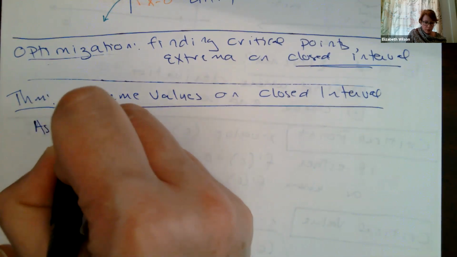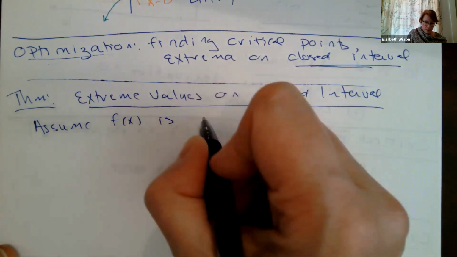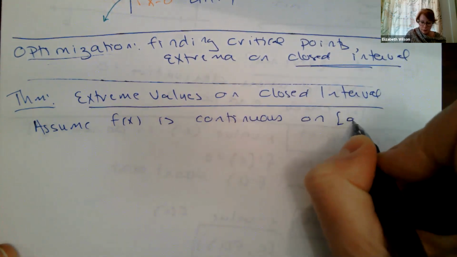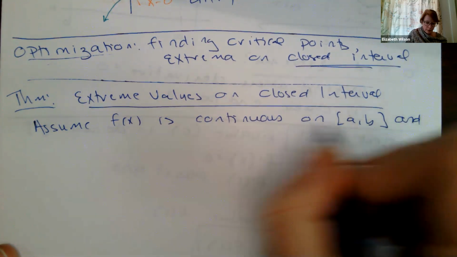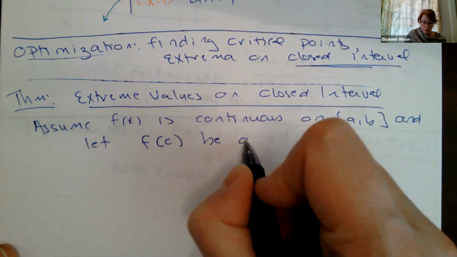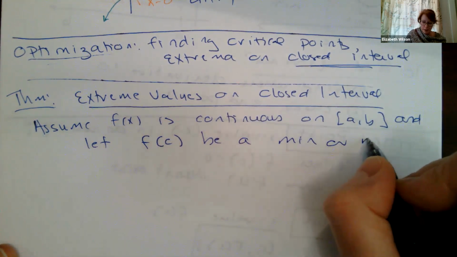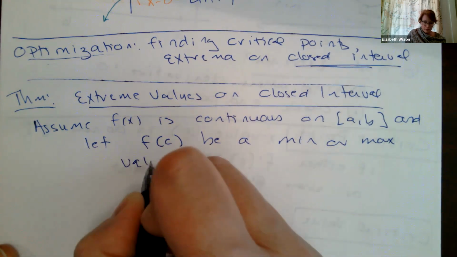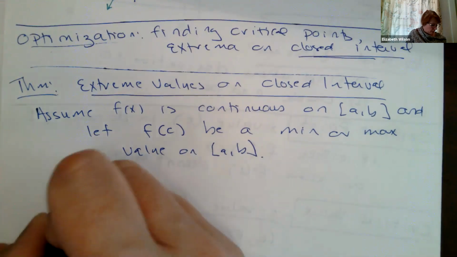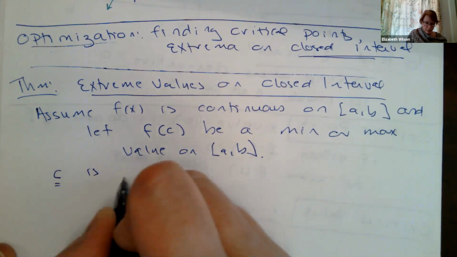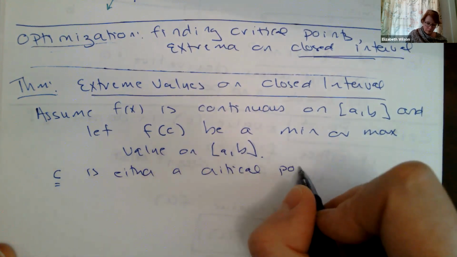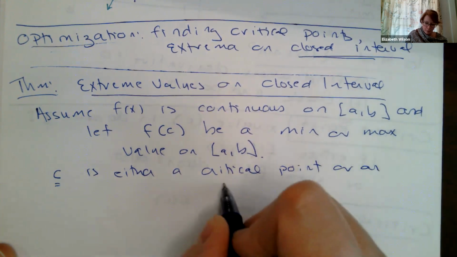Assume that our function is continuous, and thereby differentiable, continuous on a to b, and we're going to let f of c be a minimum or a maximum value on that interval, a to b. Okay, so c is either a critical point or an endpoint.